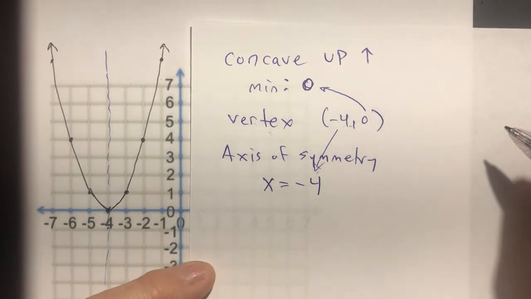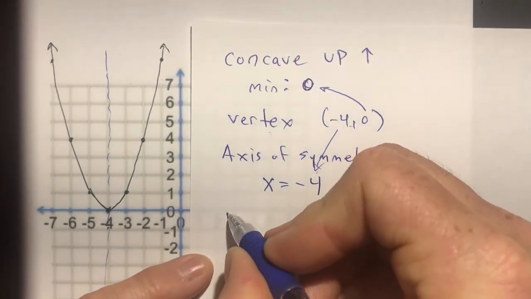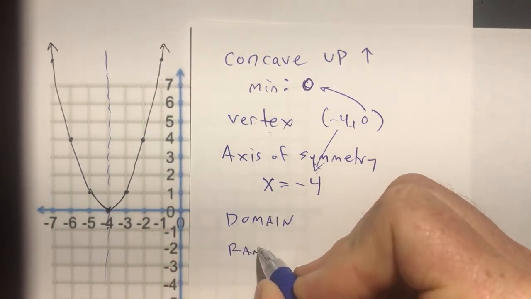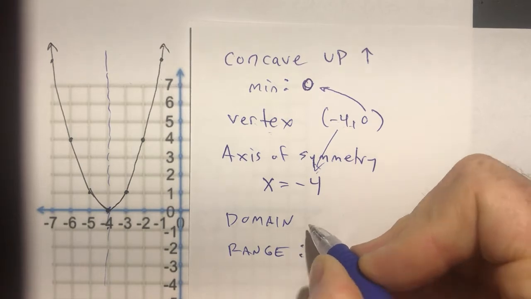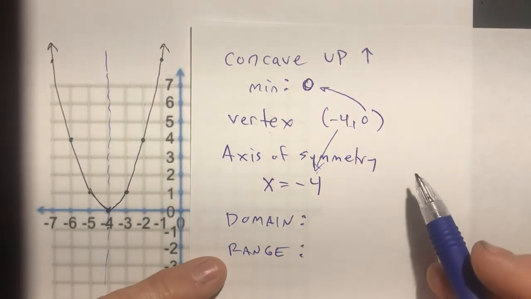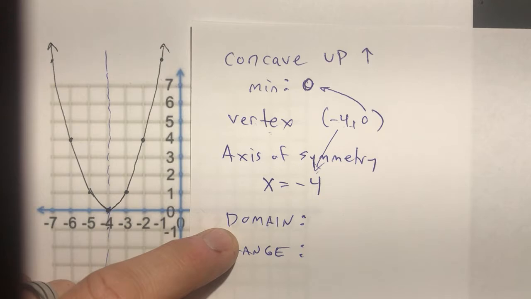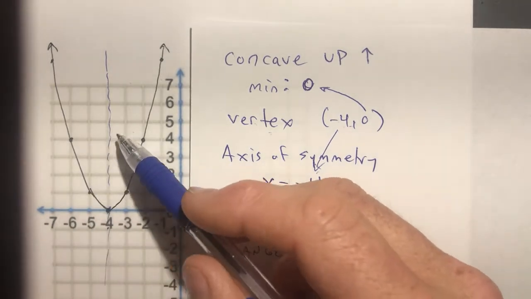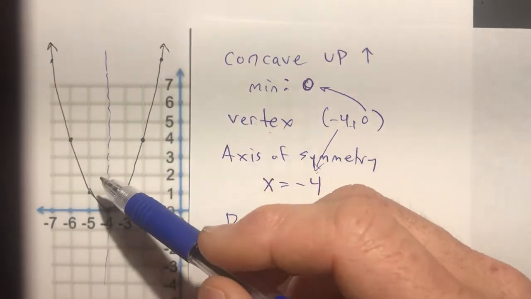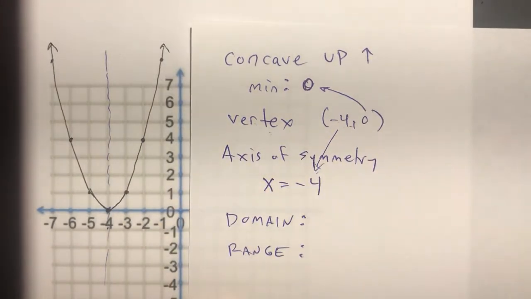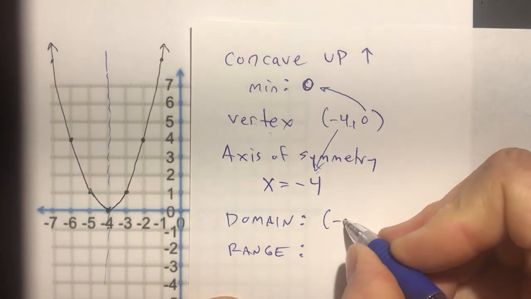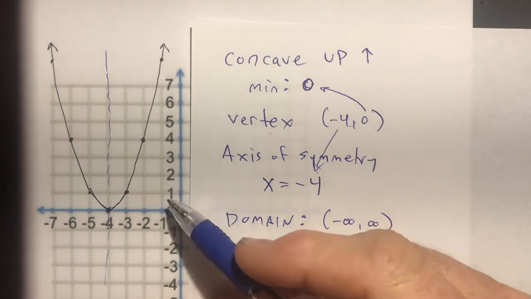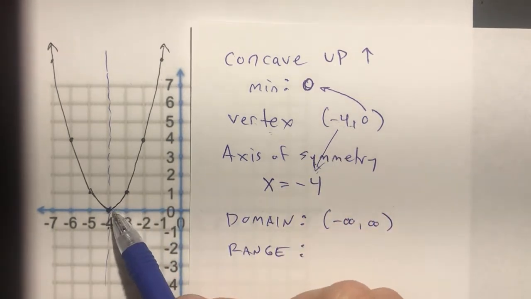Now, the next thing we have is my domain and range. My domain is all my x's. And so if I look at the x values on this, what x values does this graph have? Well, it has every x value, -infinity to +infinity. That's my domain, because every value of x is represented in this graph.